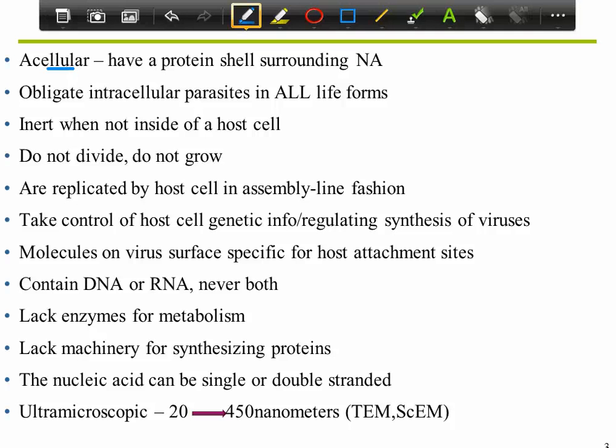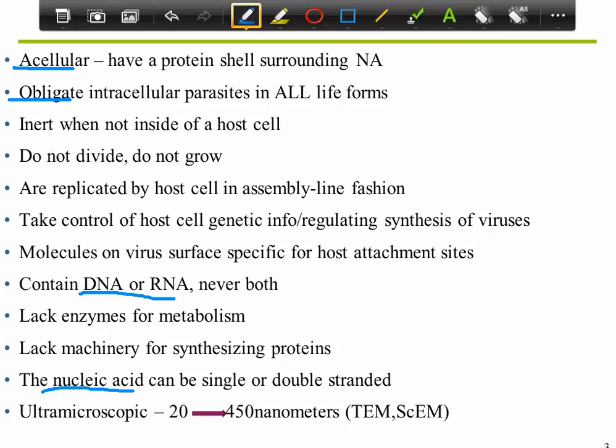One, no cell structure of any kind. They're not considered to be cells. Obligate intracellular parasites, and they're found in every other life form. RNA or DNA? Not both. No enzymes for metabolism. They don't make ATP. Remember, they rely on a host. Nucleic acid can be double or single-stranded.